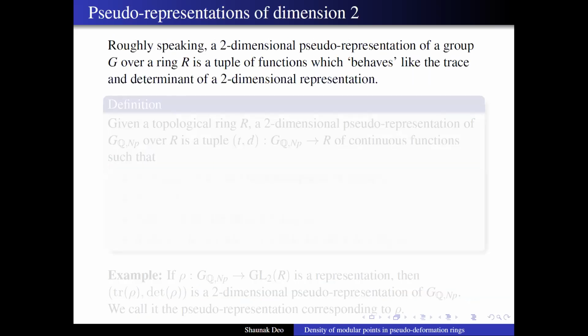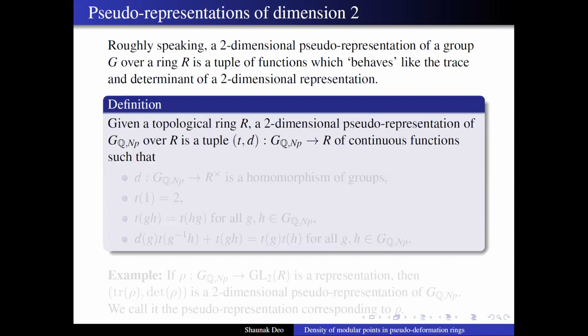Let me give you a quick summary of what a pseudo representation is. Roughly speaking, a two-dimensional pseudo representation. We are only going to be working with two-dimensional pseudo representations. A two-dimensional pseudo representation of a group G over a ring R is just a tuple of functions which behaves like trace and determinant of a two-dimensional representation. It is not really always the trace and determinant of a two-dimensional representation, but it will behave like one. So let me make it precise.